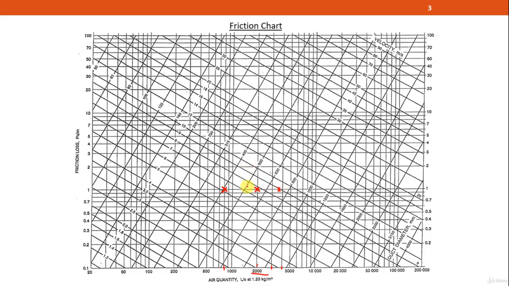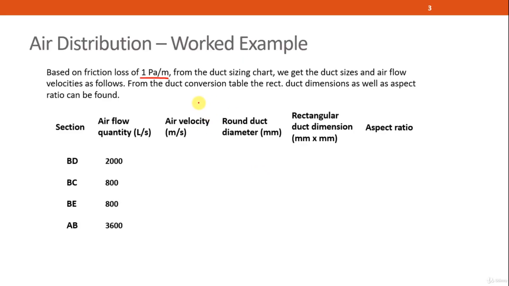And for air velocity, for the smallest duct, the air velocity is above 6 but below 7, so a good estimate will be around 6.3. The second duct is slightly below 8, so 7.8 will be a good estimate. And finally, the last point is just nice on the 9 meter per second line, so we can write down the velocity as 9 meters per second. So with the values that we have just read off, we can fill in the next two columns, which are the air velocity and round duct diameter.